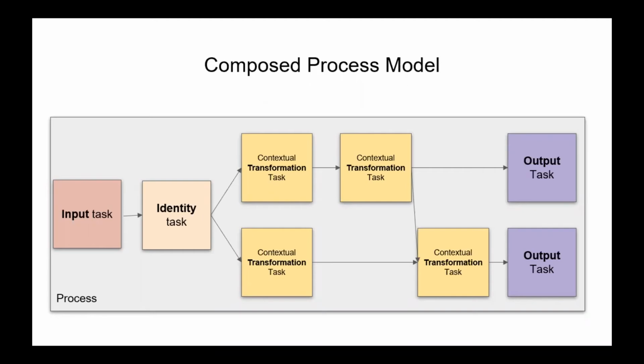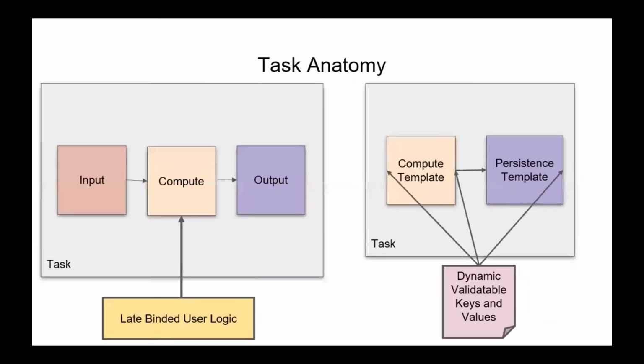Okay, and we have rules about how these things can link together. Internally, they all look pretty much the same. They take input, they do computing with some late-bound user logic, and then they produce an output. This late-bound user logic is another key to this, in the fact that the model itself should support any user logic. So in Thomas's world, we can go and call a service within a task.